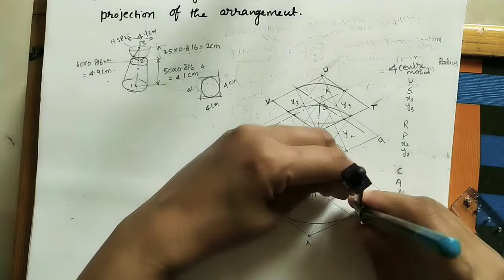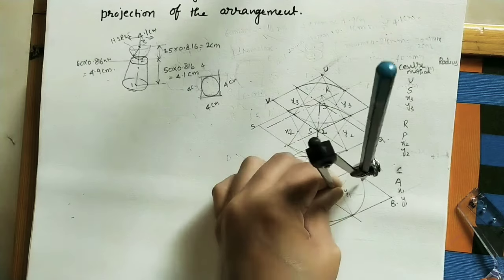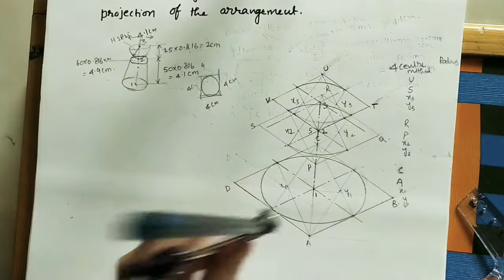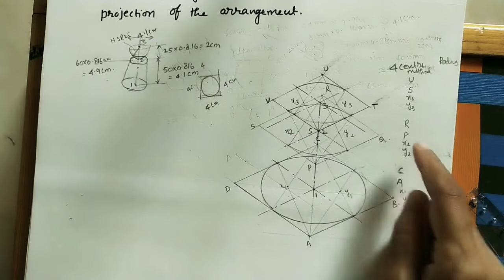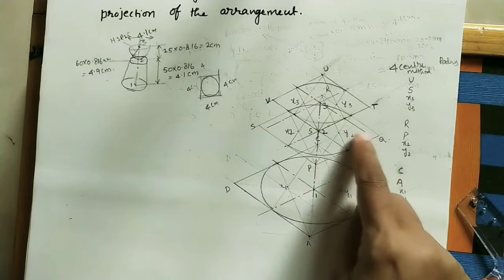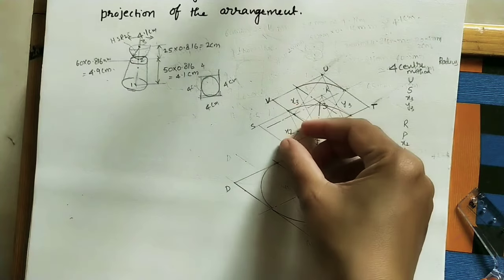Similarly, take the next center, y1 center. Take this one or this one as the radius. Join these 2 points, join these 2, and we will get an ellipse. Similarly, after x1 y1, take x2 y2 centers in this rhombus. Take x2 center, this is the radius, join these 2.